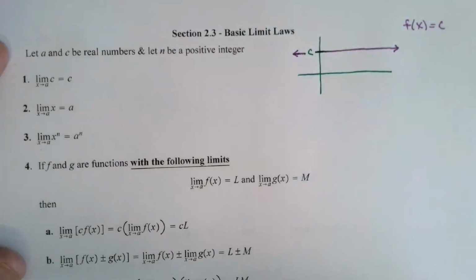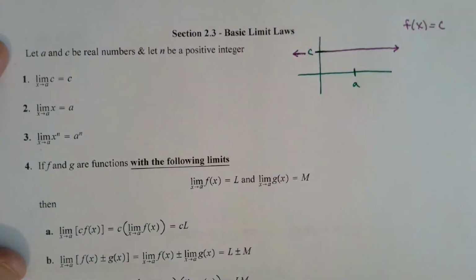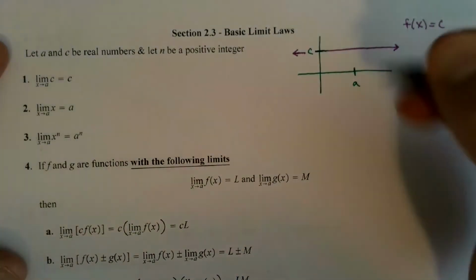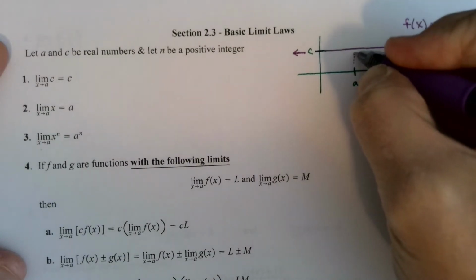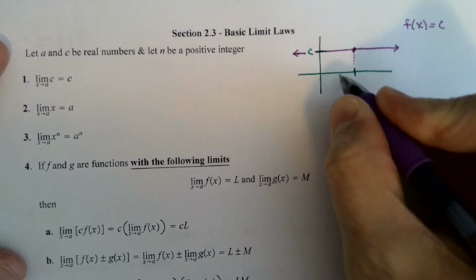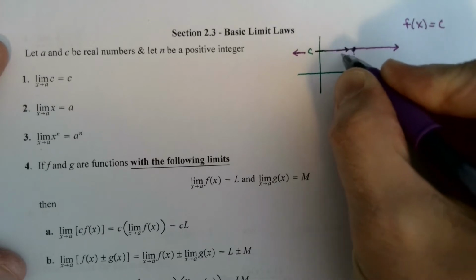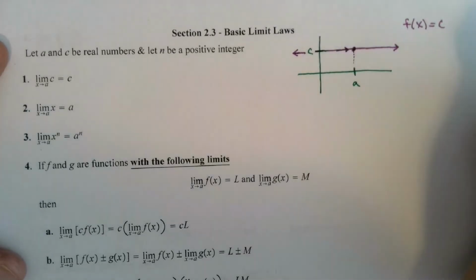And so if a is some value, let's say it's a positive value, what value is the function trying to obtain? Well, as x approaches a from the left, from below, we're on the graph here. Our table values would just be c, c, c, c, c. What are we approaching? c.